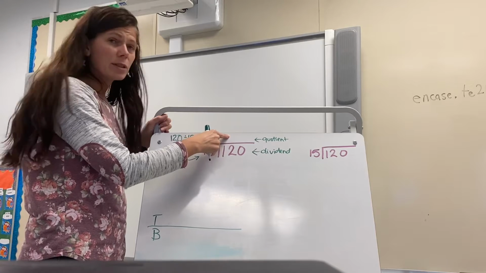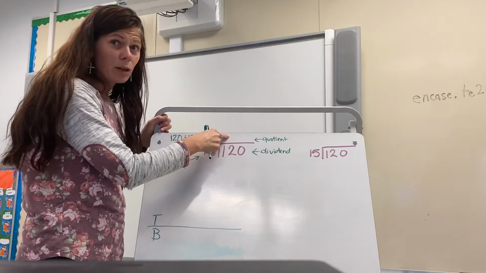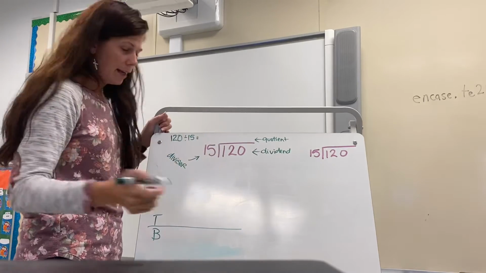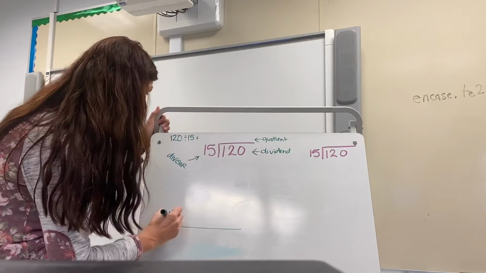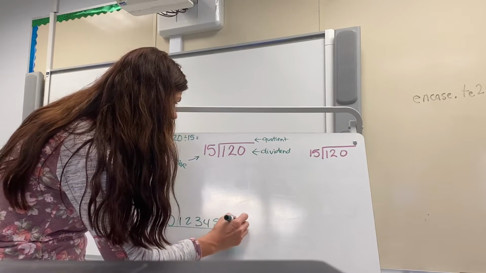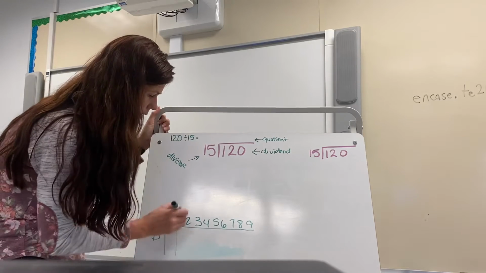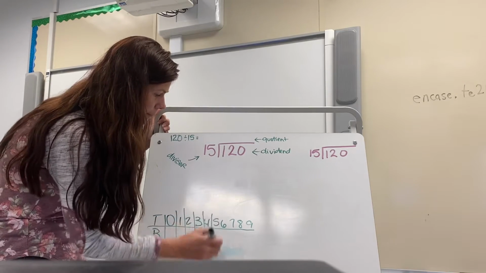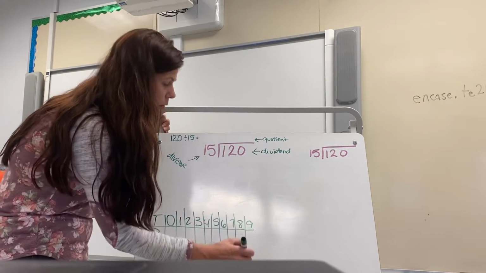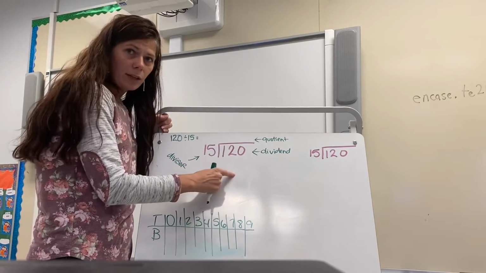Now you can only put single-digit numbers at the top, so it can only be 0, 1, 2, 3, 4, all the way to 9. So those are the numbers I'm going to list right here: 1, 2, 3, 4, 5, 6, 7, 8, and 9. Now, the bottom means the bottom of your problem. So that's the number that's going to go down here.